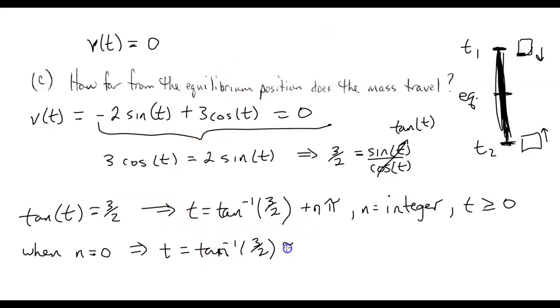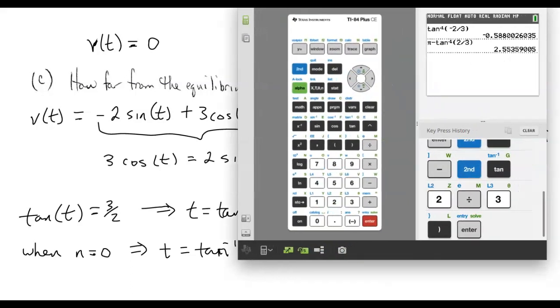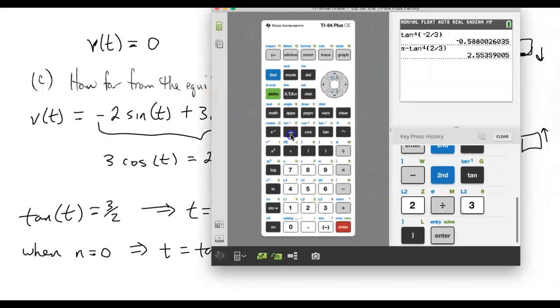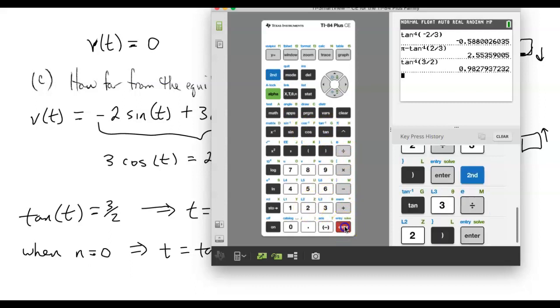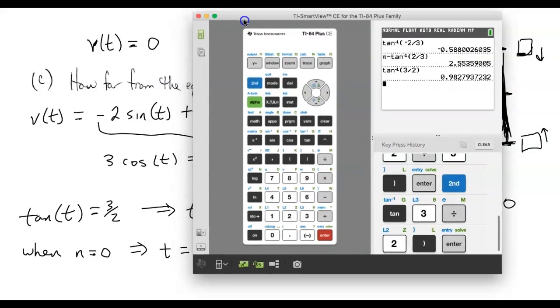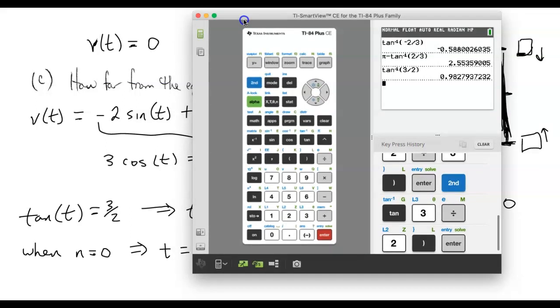And so now all we need to do is figure out what tan inverse of 3 over 2 is. I'll come here, calculate that. This is tan inverse of 3 divided by 2. And that's about 0.98 milliseconds. Okay. So we see here that it's just under 1 millisecond when that happens.